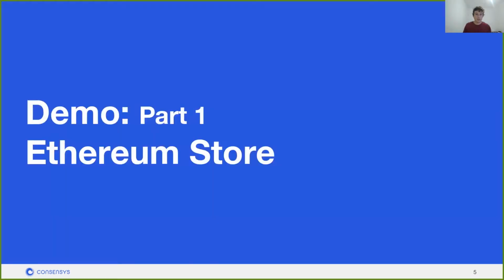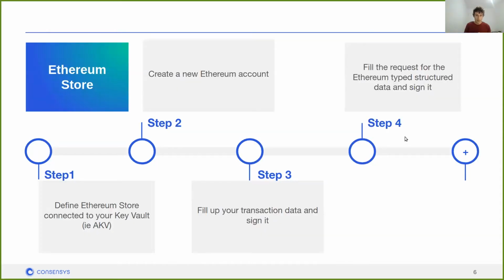So now, the demo. The demo is going to be split in four parts. The first part is about the Ethereum store. The Ethereum store is going to be presented by connecting our Quorum Key Manager to my AKV service and creating an Ethereum account and using it for signing a regular Ethereum transaction and then signing a type transaction using the same Ethereum account I created before.